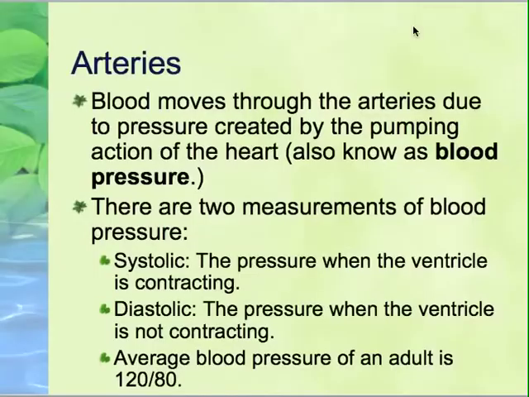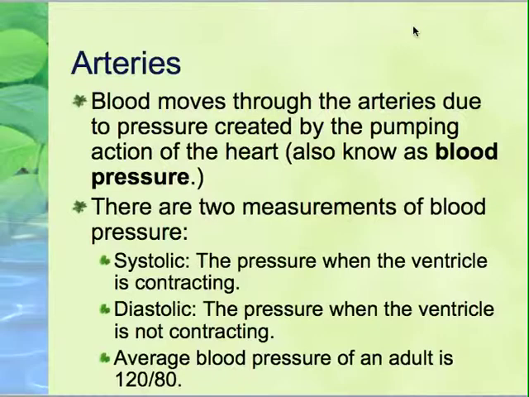All right? Now, of course, blood pressure is something we'll need to consider. Blood moves through the arteries by pressure created by the heart, because the heart is, in fact, a pump. Now, there are two measures of blood pressure. The first measure is the systolic number. The systolic number is the higher number, and it is the pressure inside the blood vessels when the ventricle is in contraction. So that should be the higher of the two numbers.